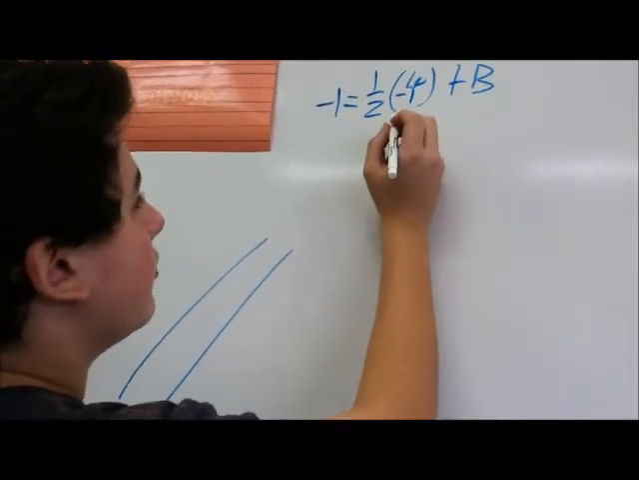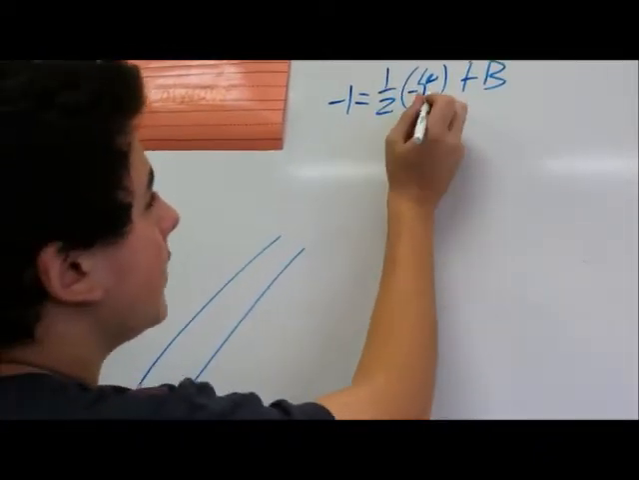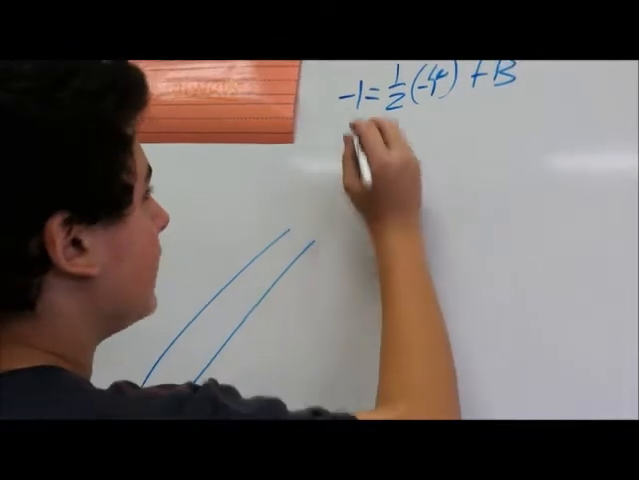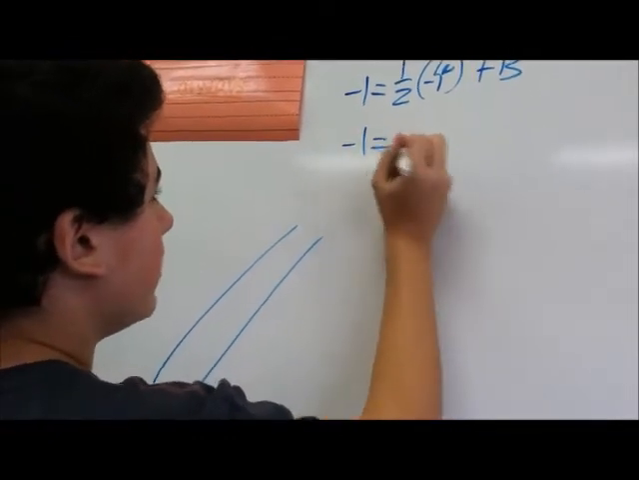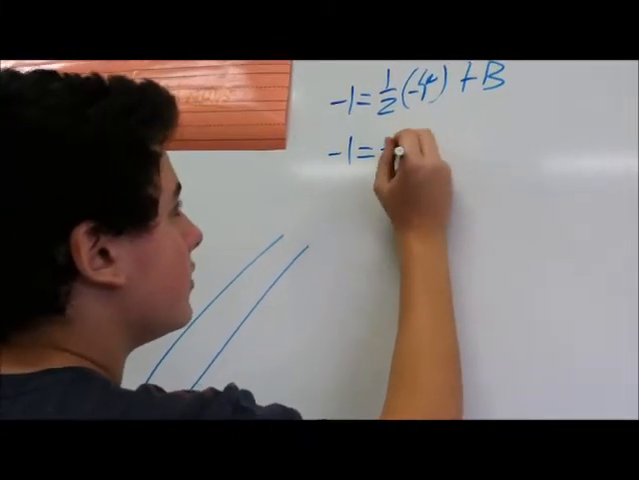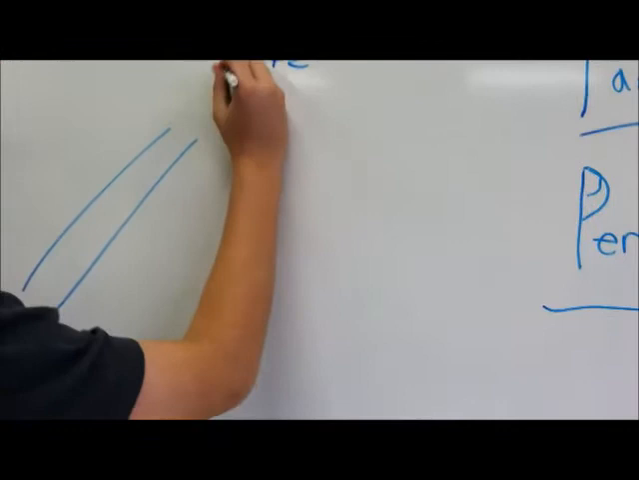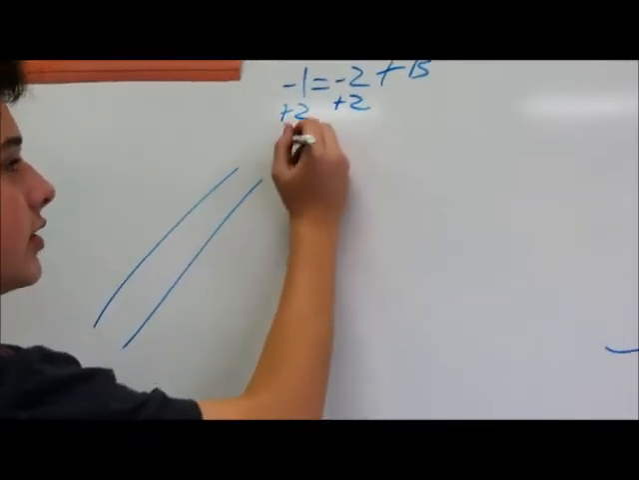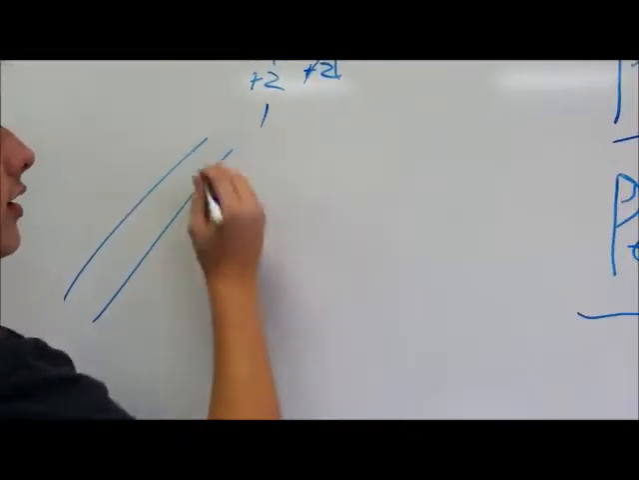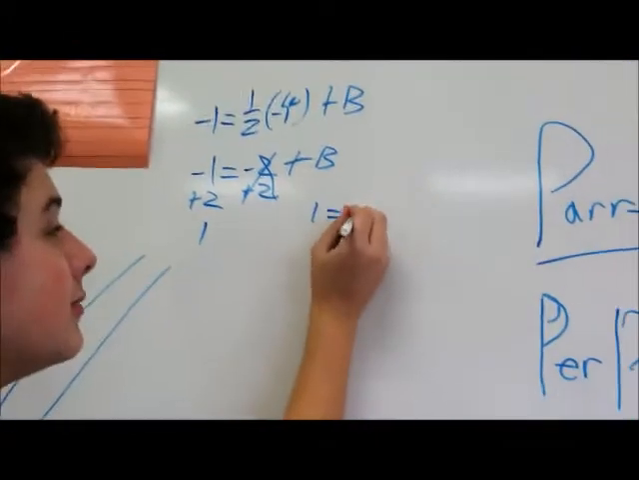So basically what you do is you multiply this. So 1/2 of negative 4 is negative 2, so negative 1 equals negative 2 plus b. Now what you do is you add 2 to both sides. So after adding 2 to this, you get 1 and nothing, which means 1 equals b.